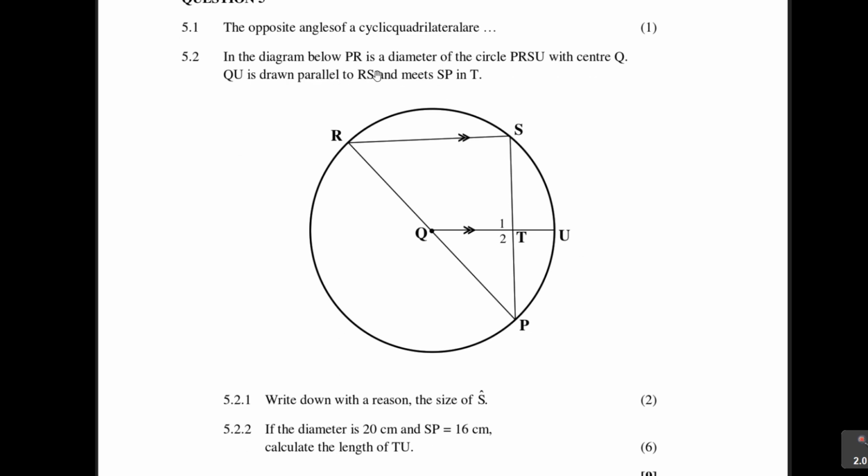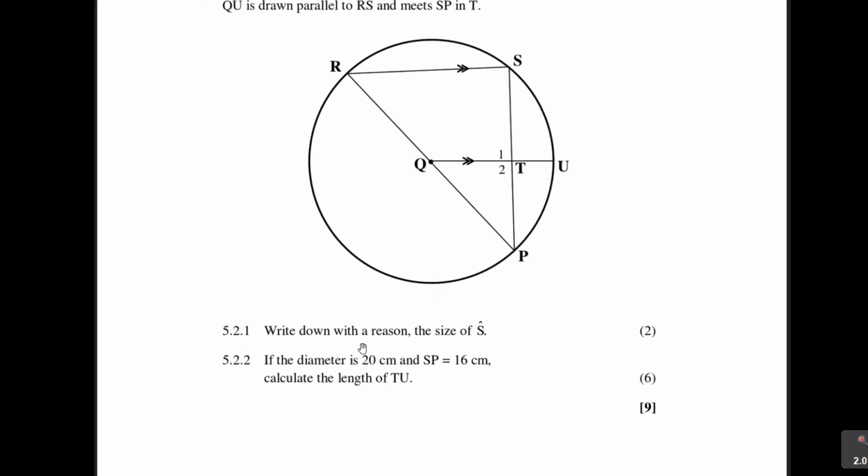5.2, in the diagram below, PR is the diameter of the circle PRSU. So PR is the diameter. I think you can see this is the diameter. And then they are saying with center Q, you can see that QU is drawn parallel to RS and meets SP at T. So you've got RS being parallel to QU and there is a meeting at ST there. That's the statement you are given there. And then they say, write down with reasons the size of angle S. So they want us to find this particular angle S.